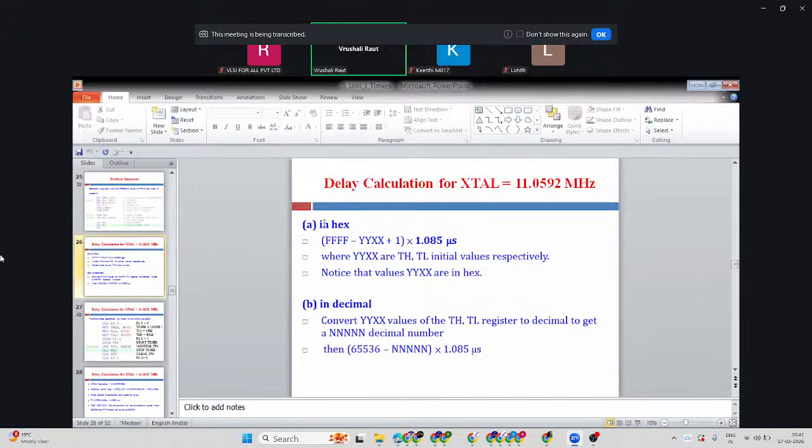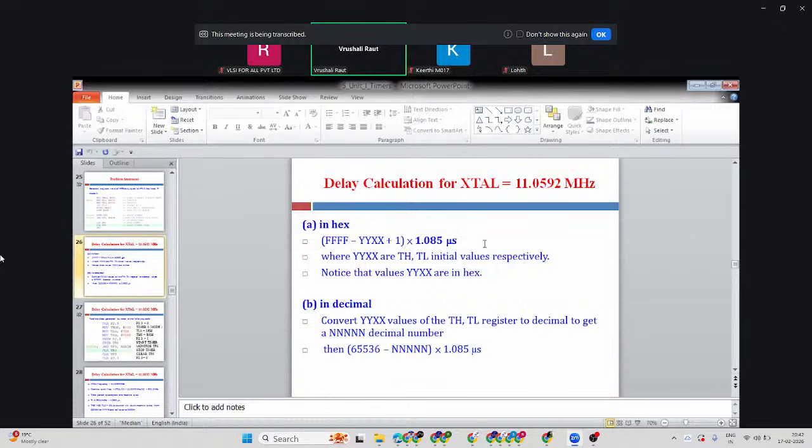Now, here in hex, we are loading the timer by a hex value. What are we loading in the timer? Hex values, binary; we can say 10 values in terms of hex. Your timer register goes maximum up to FFFF, minus this value YYXX plus 1, where YY and XX are the TH and TL initial values respectively, and multiplied by what? 1.085 microsecond.